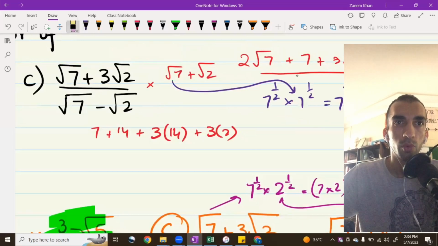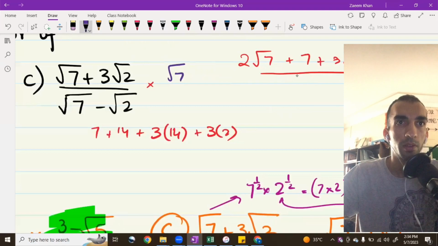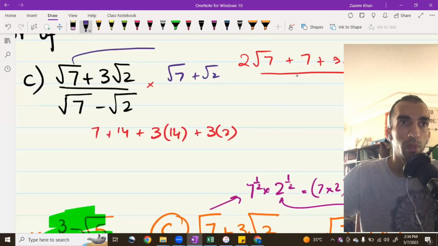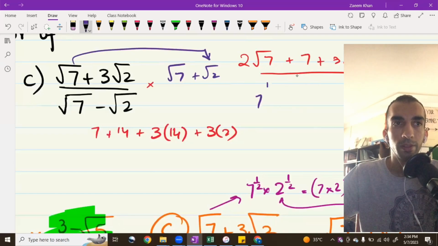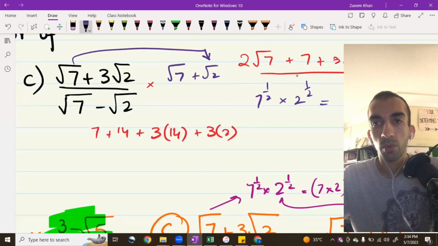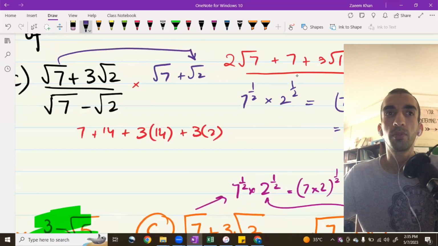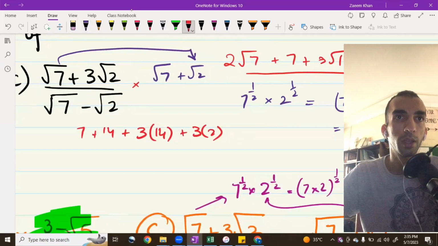Let me apply that same rule to this number and tell you how this works. I accidentally erased the part which I wasn't supposed to erase. Now, if I were to multiply this number with this number, I can write 7 raised to the power 1 by 2. And I can write square root of 2 as 2 raised to the power 1 by 2. Take a look over here. The bases are different, but the exponents or powers are the same. We combine the bases and we just write the power together at once. So that's 14 raised to the power 1 by 2. Sorry, apologies. I made a mistake over here as well.